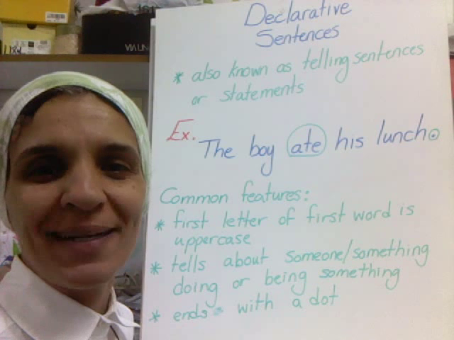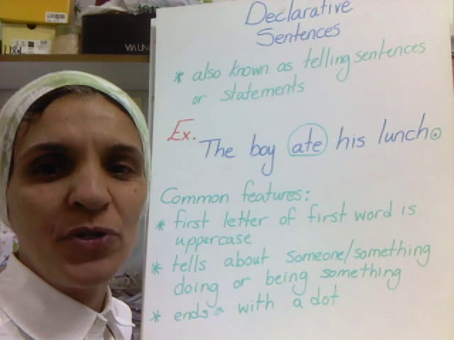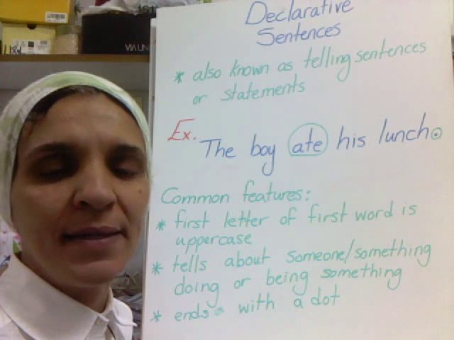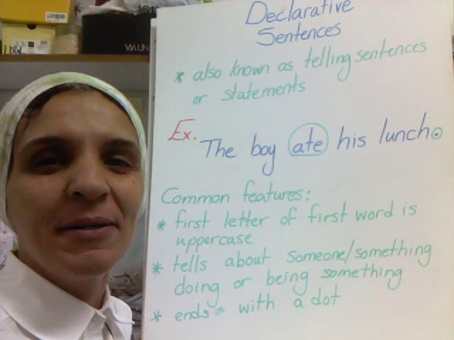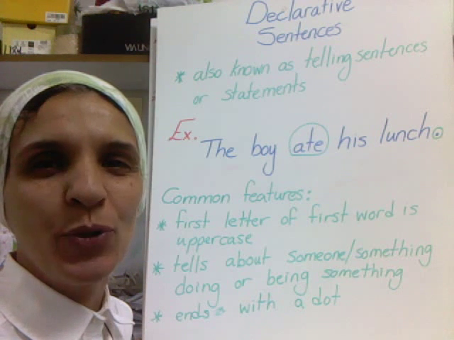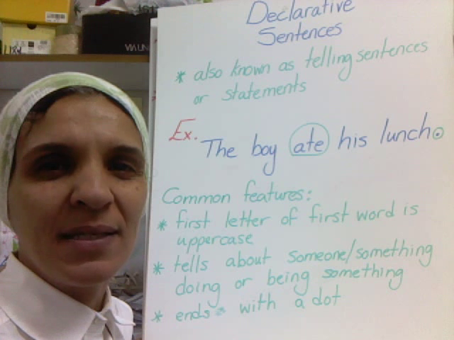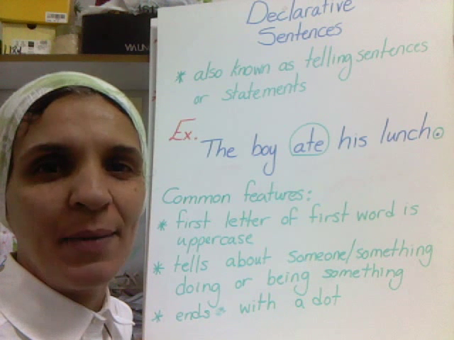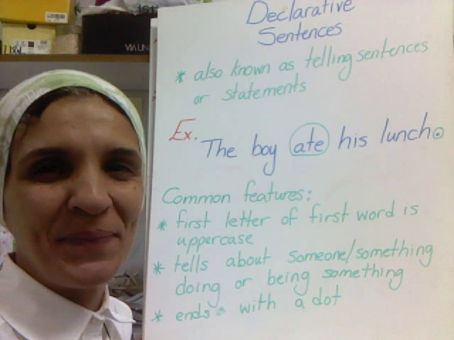Today's lesson is about declarative sentences. You've known them before as telling sentences, and I think last year in grade 3 they were called statements. There is an example written on the board and it says, the boy ate his lunch. This is a telling sentence. It's telling about the boy and what he did. The boy ate his lunch.